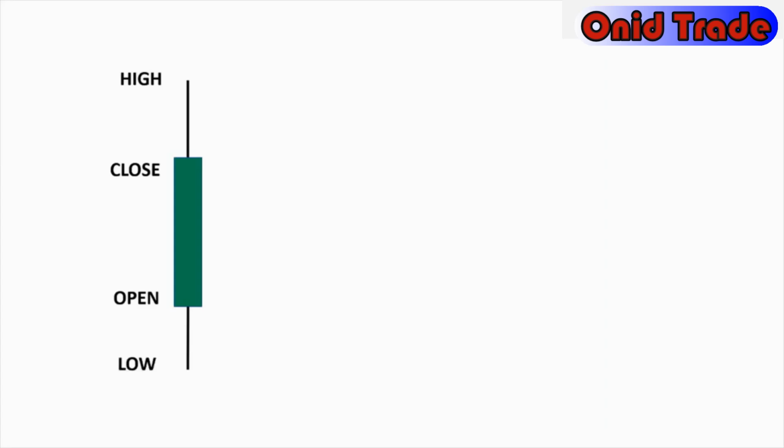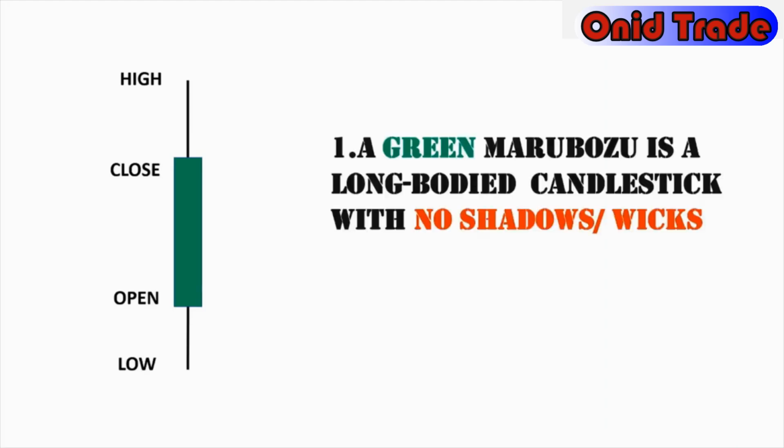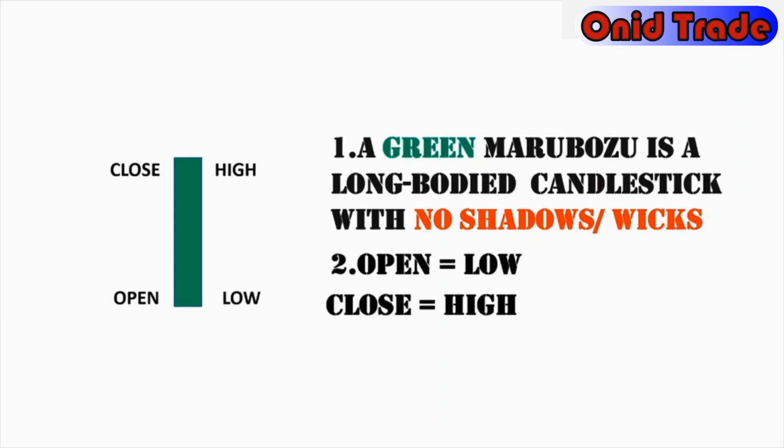Now, according to the Marubozu standard definition, Marubozu is a long body candlestick with no shadows. So let's remove the upper wick. When you remove the upper wick, close becomes equal to high. Now remove the lower shadow. Then open is equal to low. So a Marubozu candle is a candle whose open is equal to low and close is equal to high.